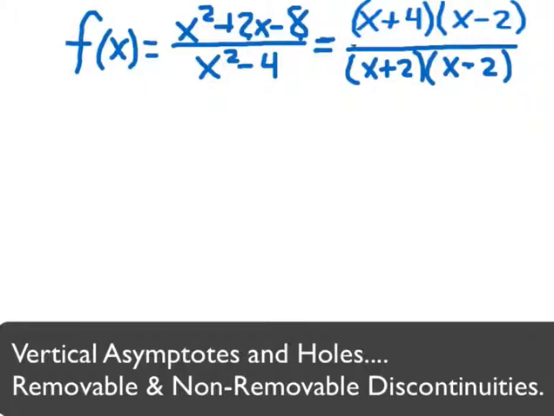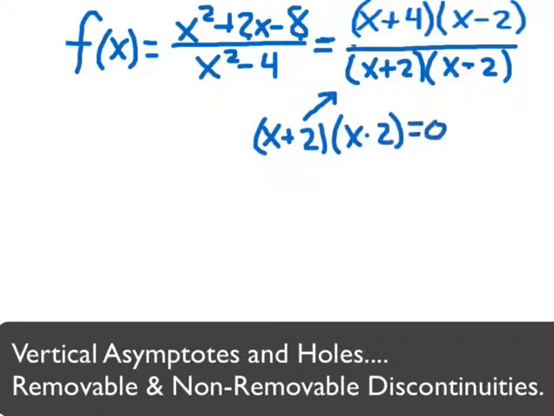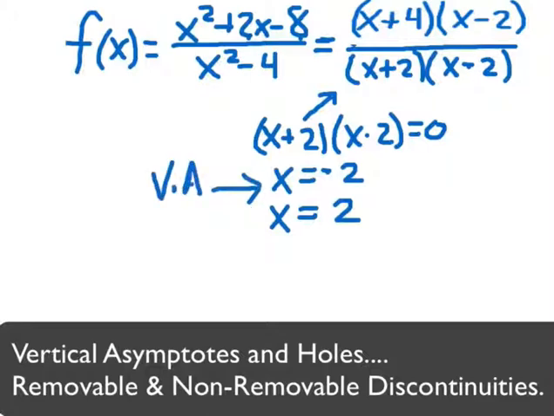Now before, we noticed that the denominator would equal 0, so we set it equal like this. So it equals 0 when x equals negative 2 or x equals positive 2. Now we determined by substitution that x equals negative 2 gave us our vertical asymptote, and x equals 2 gave us a hole.